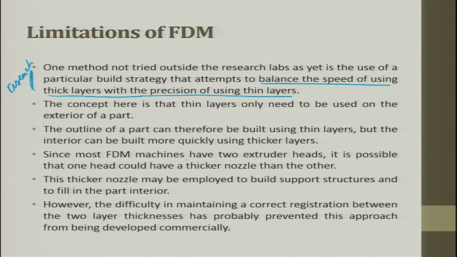Since most FDM machines have two extrusion heads, it is possible that one head could have a thicker nozzle and the other one a thinner one, so varying diameter nozzles. The thicker nozzle may be employed to build the interior and the thinner one for the external support. However, the difficulty in maintaining a correct registration between the two layer thicknesses has probably prevented this approach from being developed commercially.